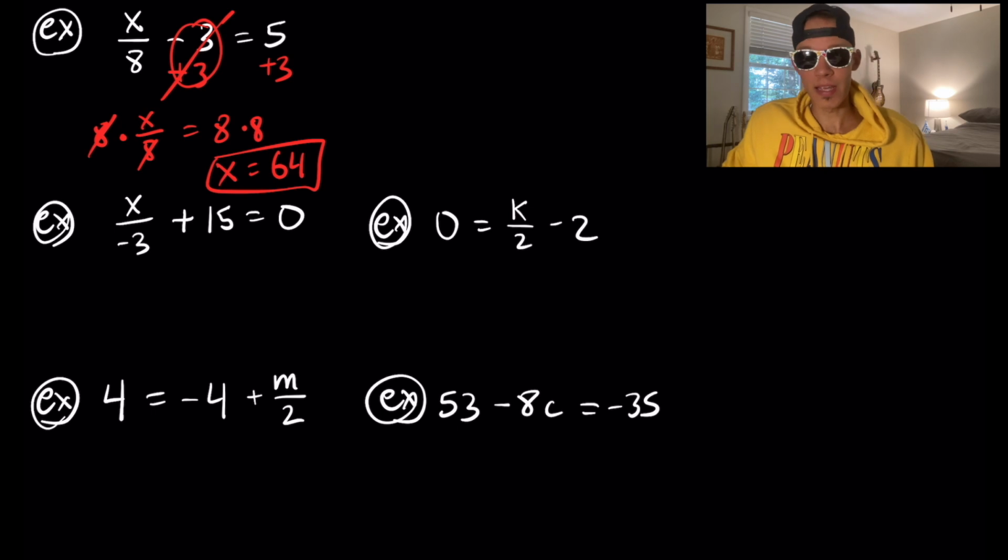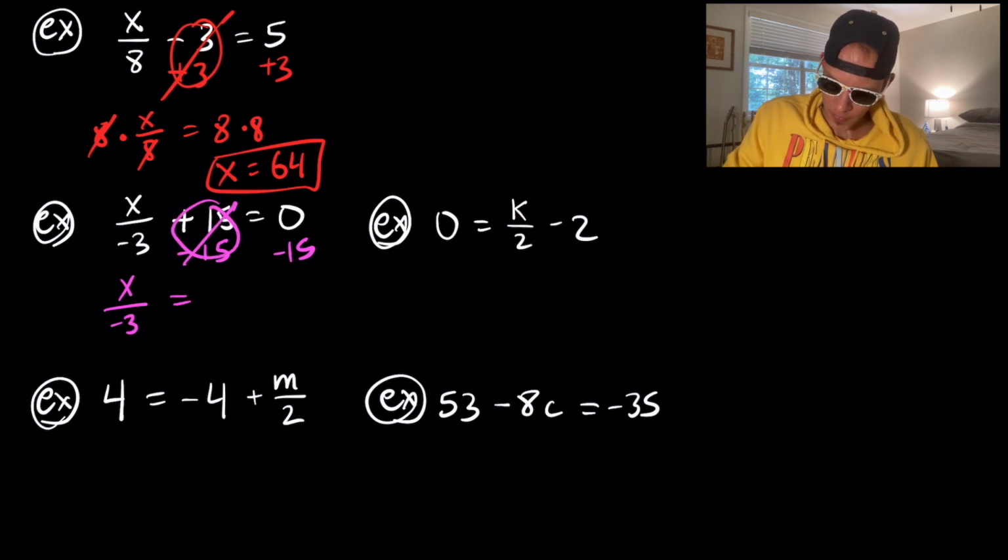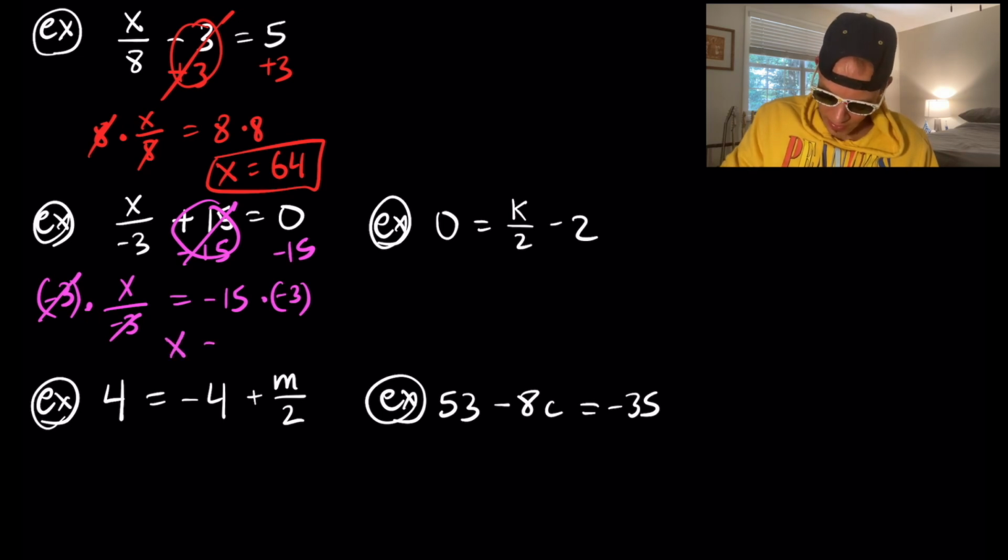All right, x divided by -3 plus 15 equals 0. Again, let me just undo that plus 15 by minusing 15. So I'll have x divided by -3 is equal to, remember these cancel out, 0 minus 15, which is -15. And here I'm dividing x by -3, so I'm going to undo that by multiplying by -3 on both sides. So these -3's will cancel, and I'll be left with x is equal to -15 times -3, which is a positive 45.